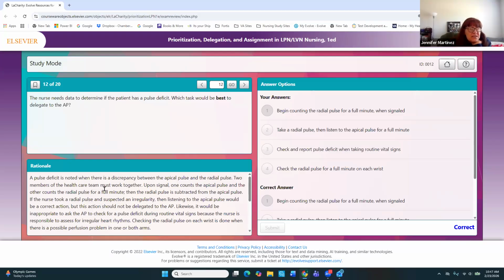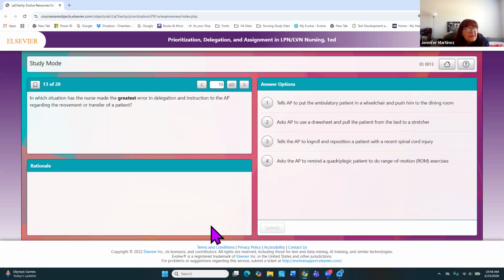So the pulse deficit is noted when there's a discrepancy between the apical and the radial pulse. Two members of the healthcare team must work together, right? Upon signal, one counts the apical pulse and the other counts the radial pulse for a full minute. Then the radial pulse is subtracted from the apical pulse, and that would give us a pulse deficit if the client had a pulse deficit.